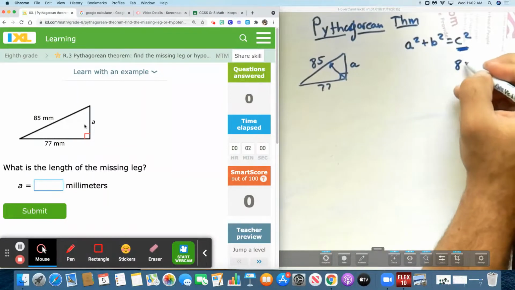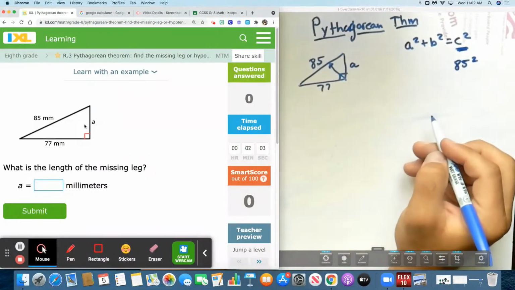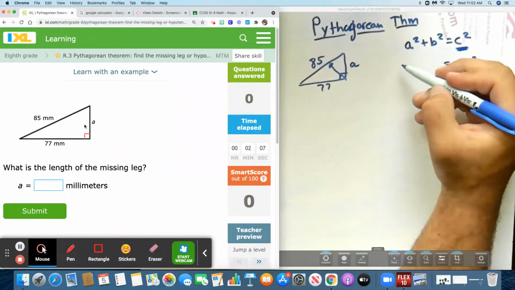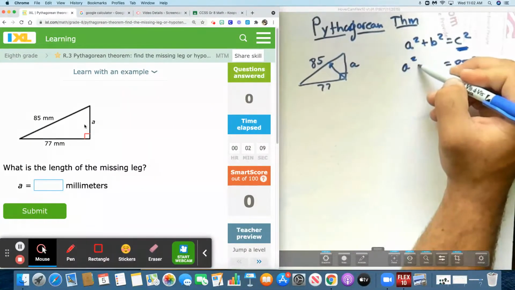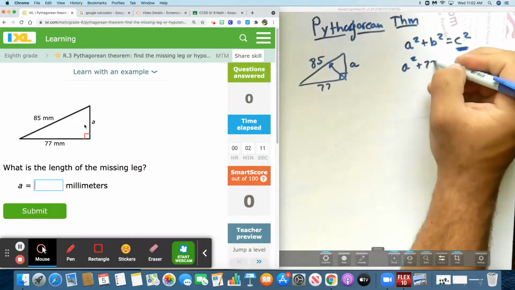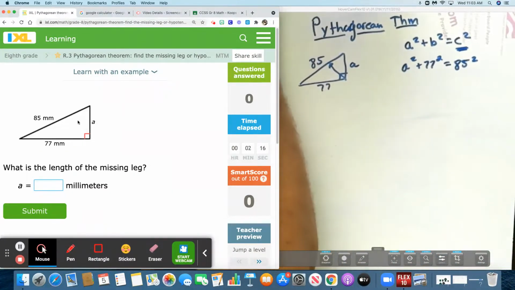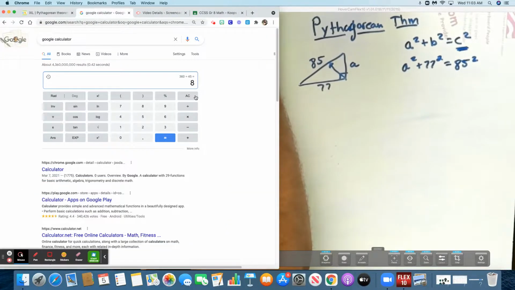So C is 85 squared, okay? That's going to equal a squared plus b squared. So now you can say a squared is a squared, and then b squared is 77 squared. Okay, now these are really big numbers. I don't expect you to know those squares off the top of your head, so we're going to go ahead and use a calculator over here.